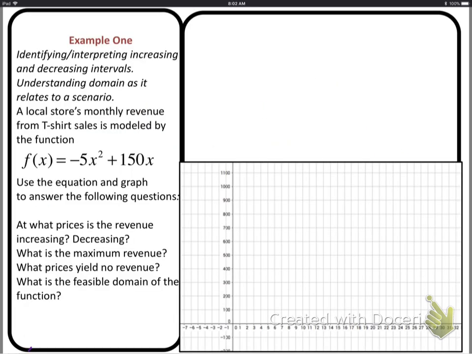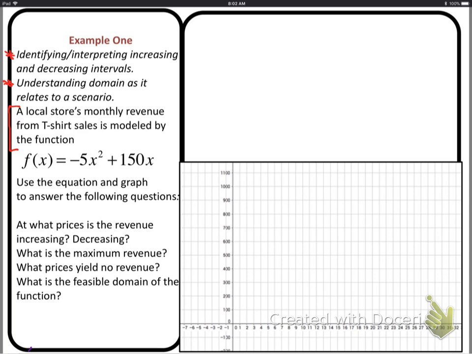Example number 1 asks us to identify or interpret the increasing and decreasing levels, and understand the domain as it relates to the scenario. And here's our scenario. We have a local store's monthly revenue from t-shirt sales, modeled by the function.